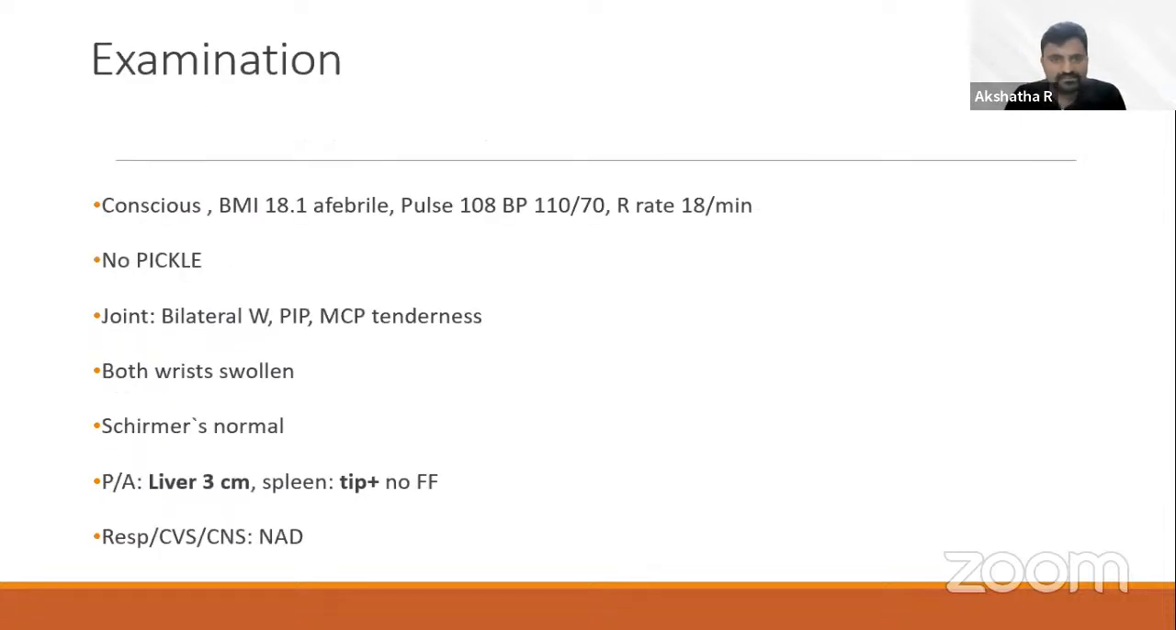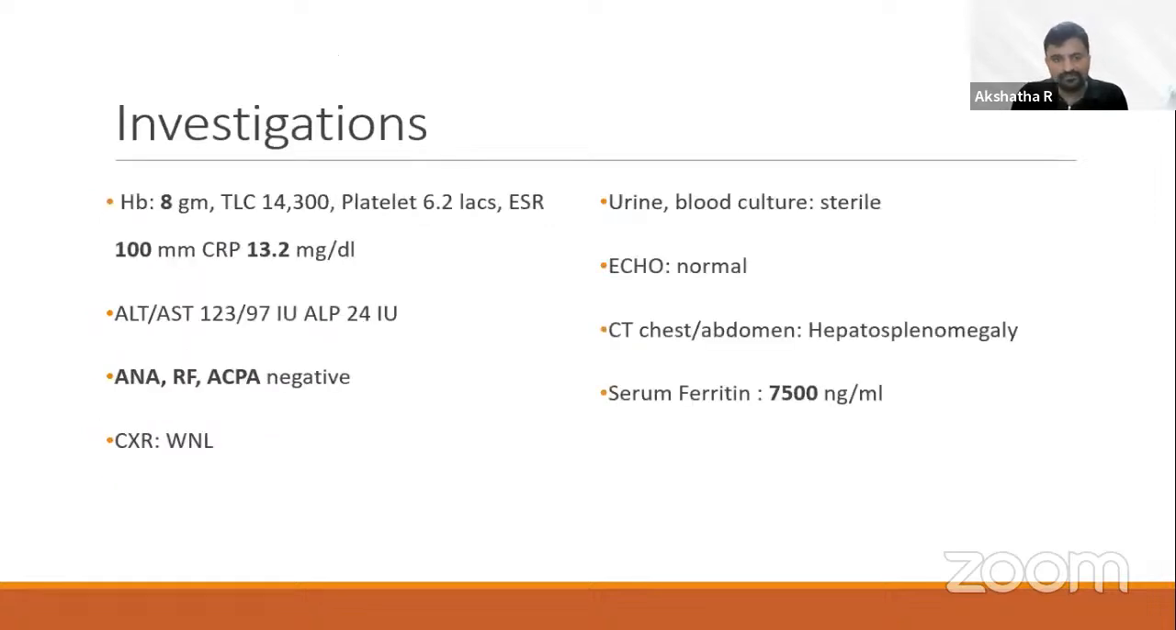And on examination, she had a very low BMI and she had mild tachycardia, and bilateral wrist, PIP and MCP joints were tender and both the wrists were swollen. And she had hepatosplenomegaly. Liver was 3 centimeters palpable below the right subcostal margin and the splenic tip was palpable. Rest of the examination was normal.